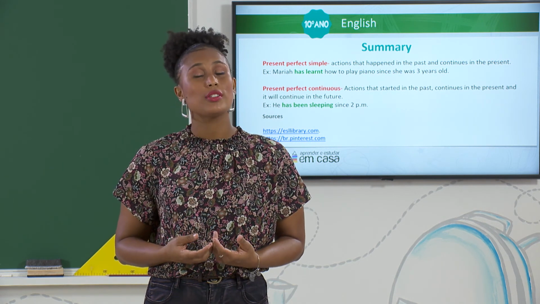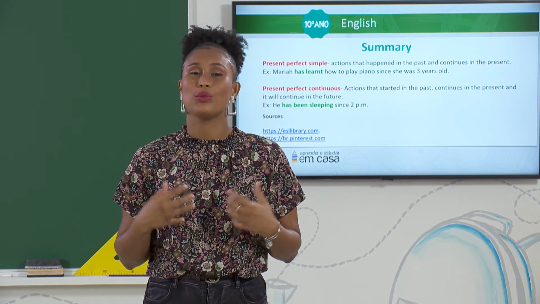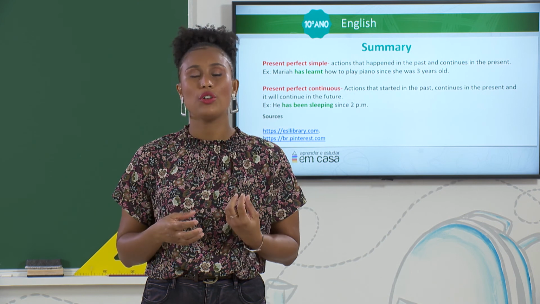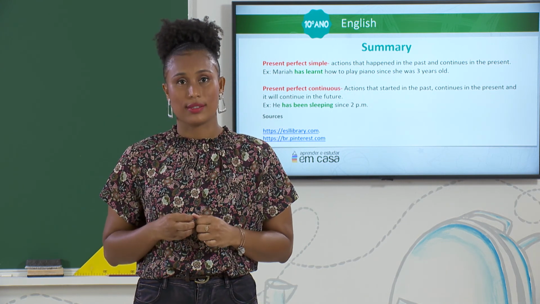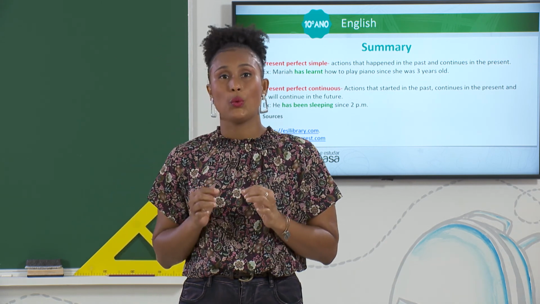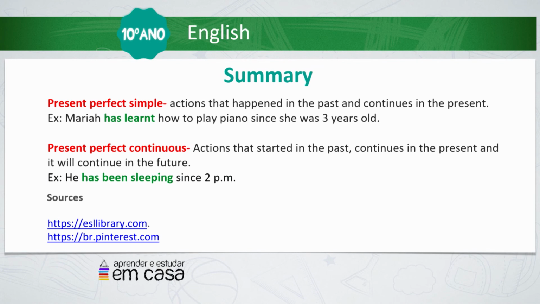Dear students, we are almost at the end of our lesson, and as always, we have to do a small summary just to highlight the most important points that we saw today. So, today, as I said, we were supposed to learn about two verb tenses. The first one was present perfect simple, and we saw that the present perfect simple talks about actions that happen in the past and continue in the present. For example, Mariah has learned how to play piano since she was 3 years old.